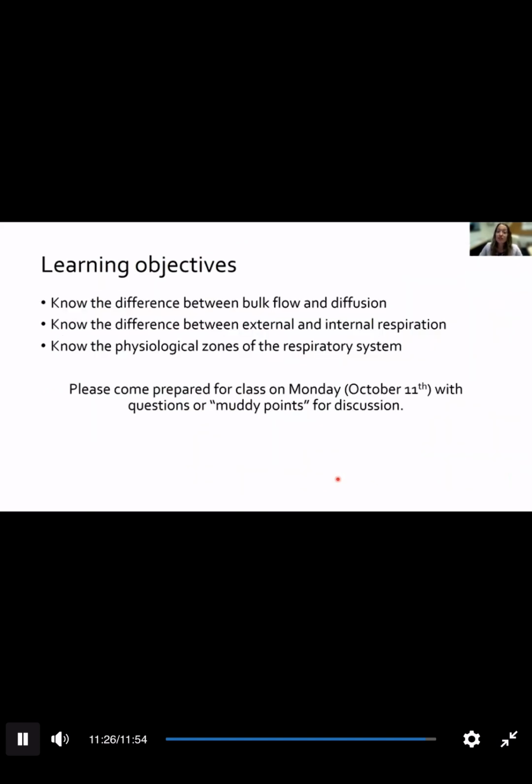All right, so that's it for the introduction here. What I want you to know is the difference between bulk flow and diffusion, which are the two ways that gases are moved through our bodies. I want you to also know the difference between external and internal respiration. And I want you to know the physiological zones, the conducting and the respiratory zones.